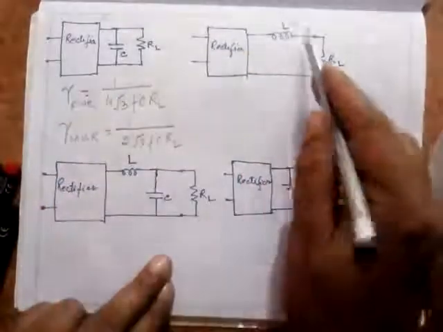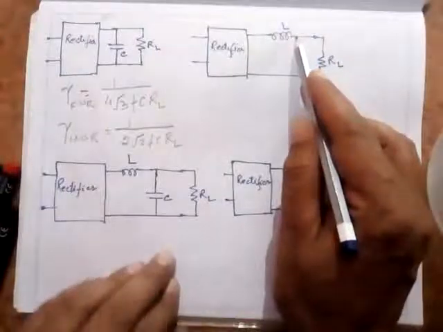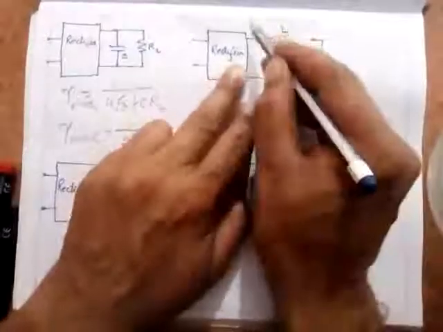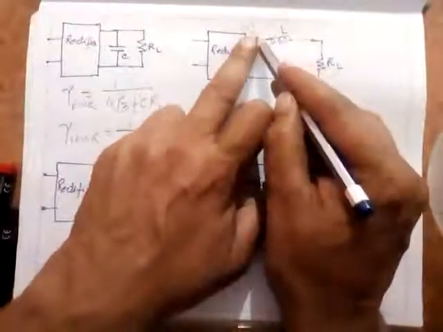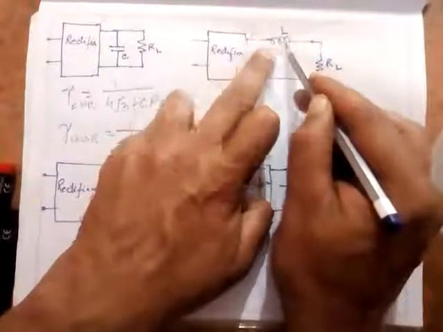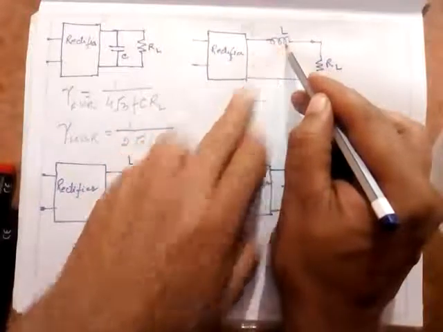Okay, next comes the inductor filter. This L is applied in the series arm. Now what will happen? Again, here it will have an AC as well as a DC component. The DC will be passed by the inductor and it will block the AC component.